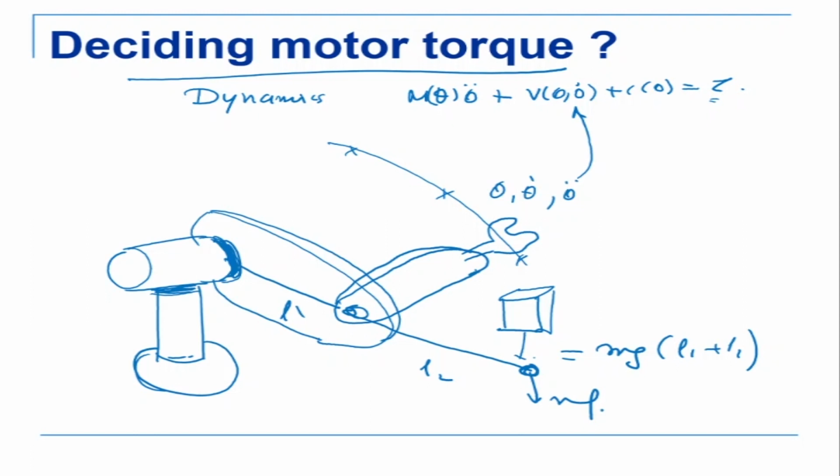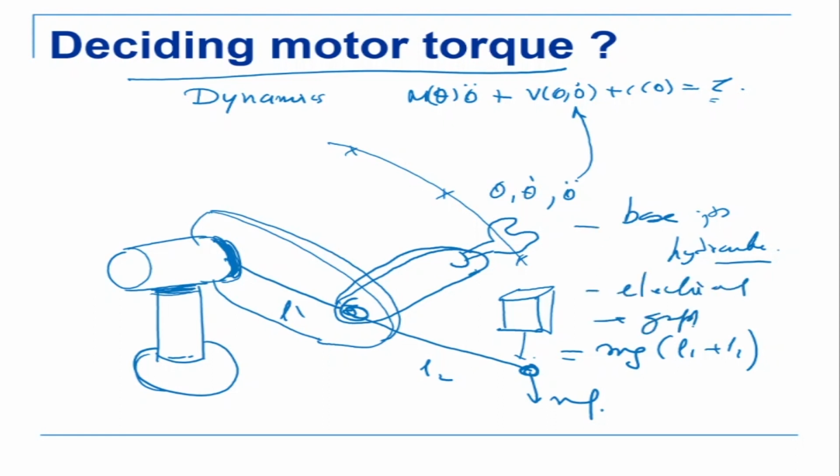So very often the base joints are hydraulic, the in-between joints are electrical, and the last joint, the gripper, is pneumatic.